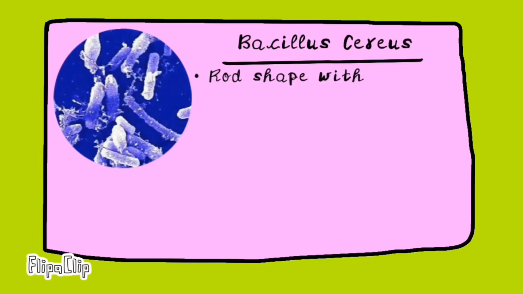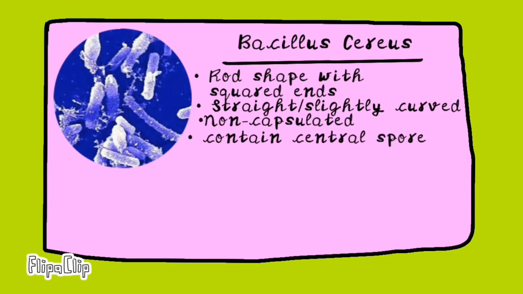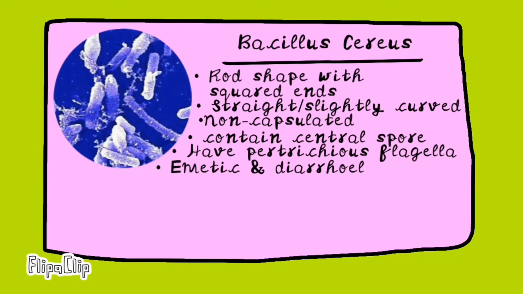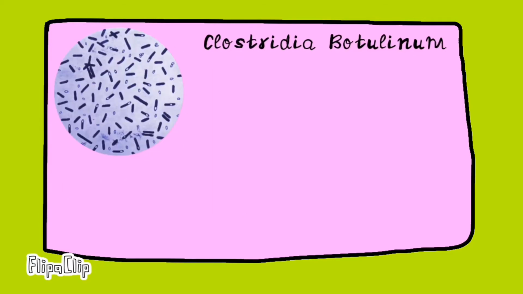And Bacillus cereus has a fruit shape with square ends, straight or slightly curved, non-capsulated, containing a central spore, with peritrichous flagella, causing emetic and diarrheal disease. Lab diagnosis is by serodiagnosis, direct detection methods, and culture.